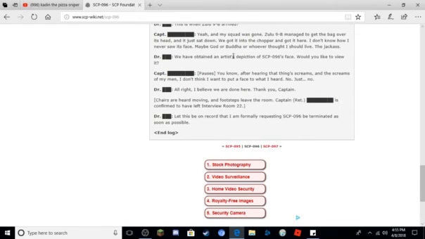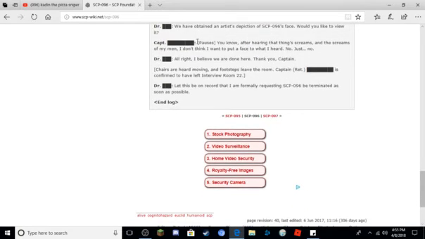Maybe God or Buddha, whoever, thought I should live. We have obtained an artist's rendition of SCP-096's face. Would you like to view it? You know, after hearing that thing scream and the screams of my men, I don't think I want to put a face to what I heard. No, just no. Alright, I believe we are done here. Thank you, Captain.